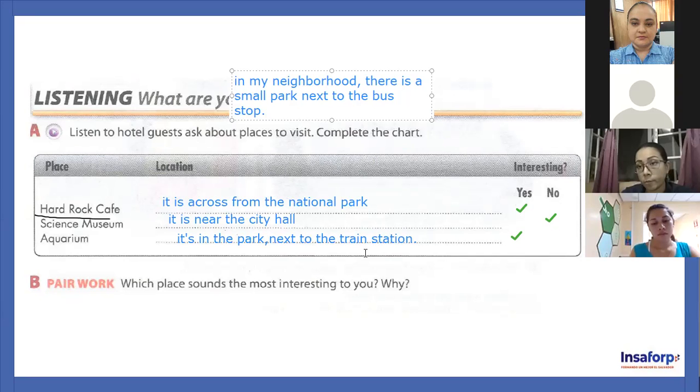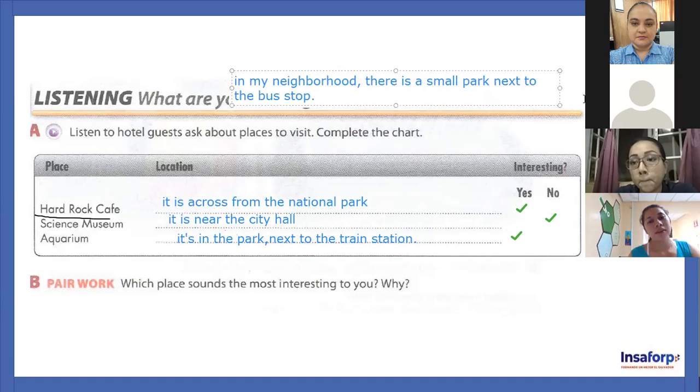What about you, Claudia? What can you tell us about your neighborhood? What places can we find there? In my neighborhood is near gas station. Okay, there is a gas station. On Main Street. Oh, Main Street, okay. There is a supermarket. Okay, thank you, Claudia. What about you, Carla? What can you tell us about your neighborhood?